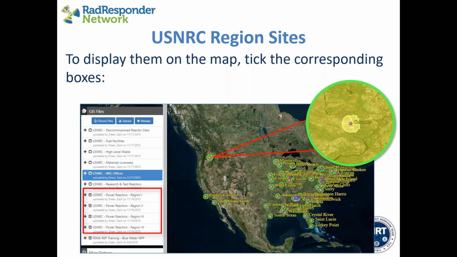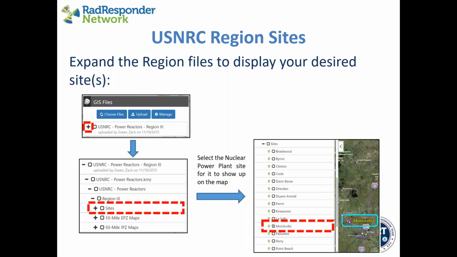And these files were given to us by the NRC. And so we just made them available to you all through RadResponder. You can choose to display certain sites and the particular zones within them. So for example, if I'm looking at the USNRC Region 3, I can click that plus button next to it to expand my options. And I'll keep expanding under power reactors, and then Region 3, I'll expand sites, which I have highlighted in the second image. And then I will select the site that I want to display.